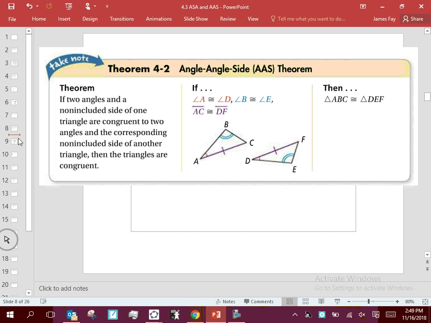Angle-angle-side is a theorem. So if my question is, why is that going to work? Why is that true? Your answer would be the proof of that theorem. How do I show the why of a theorem? I go through the proof of it. So when I ask you why the angle-angle-side theorem is true, you would answer with the proof.